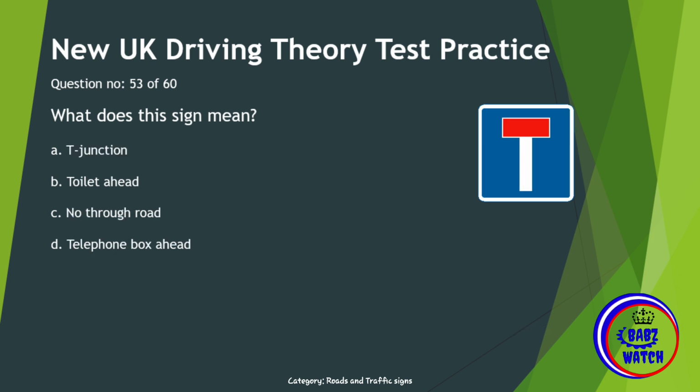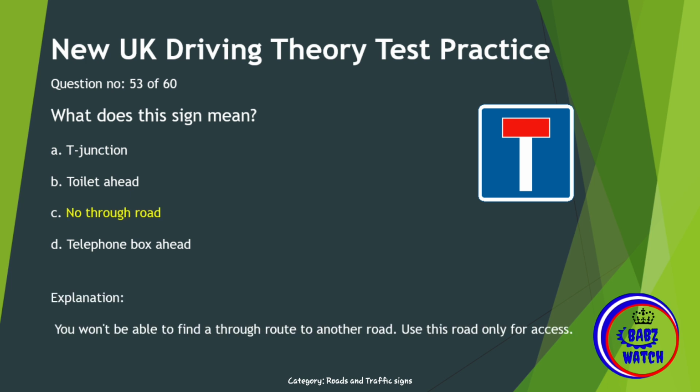Question 53 of 60. What does this sign mean? A. T-junction. B. Toilet ahead. C. No through road. D. Telephone box ahead. The correct answer is C. No through road. Explanation: you won't be able to find a through route to another road. Use this road only for access.